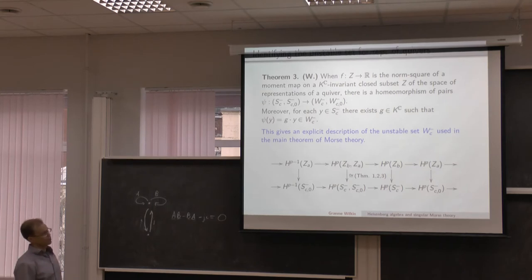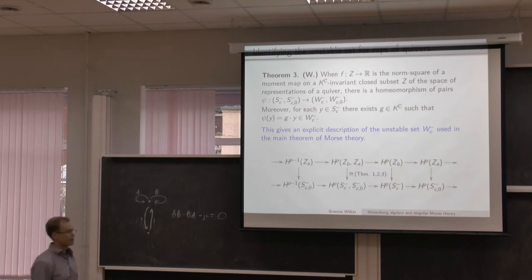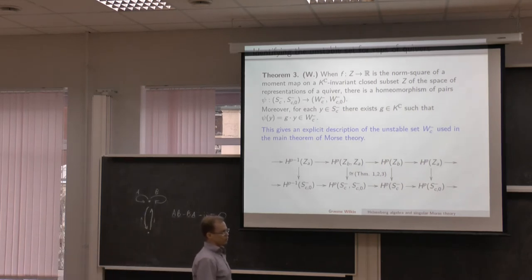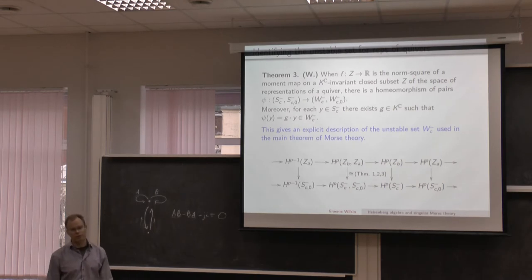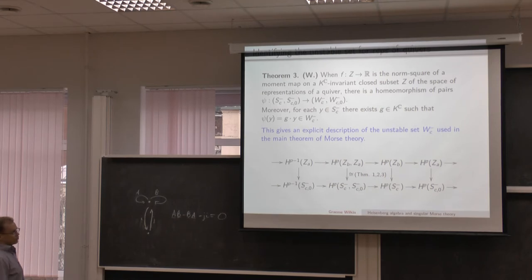So the next theorem is exactly this homeomorphism of pairs that I described before. So instead of looking at the unstable set from that picture there, it's much easier just to look at the negative slice and then try and understand the properties of that. So that means we can understand explicitly what the attaching object is in the main theorem of Morse theory. So if you augment this picture from before, we use theorems 1, 2, and 3, we reduce everything to this exact sequence here, involving the negative slice.